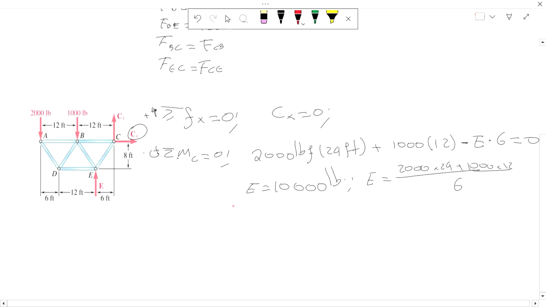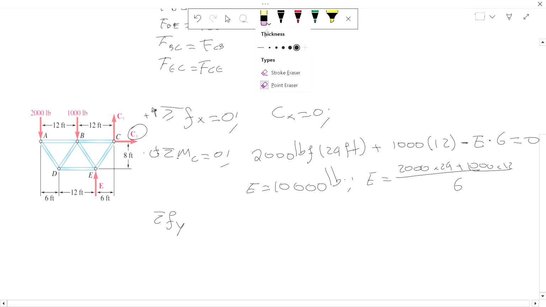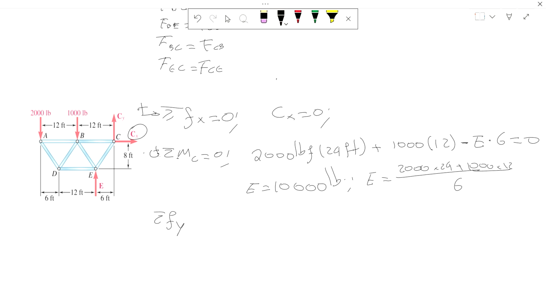All right, now we need to do Cy, which is pretty simple because now we have all the forces in Y except for Cy. So summation of forces in Y, whoops, in X. In X is not going up. In X is going horizontally to the right. Right, okay. In Y is going up positive, equals 0. So Cy is going up. That's how we defined it.